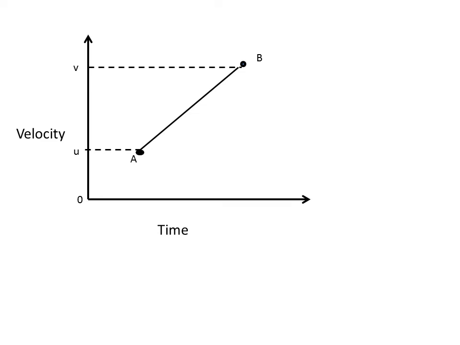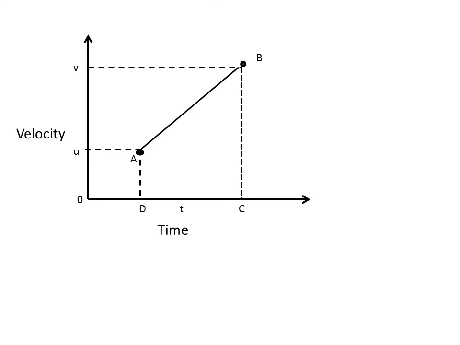To enclose that time period, let us draw perpendiculars from point B and A on the x-axis. Let us label the point where the perpendicular from point B meets the x-axis as C, and the point where the perpendicular from A meets the x-axis as D. So the time in which this change in velocity has taken place is t.